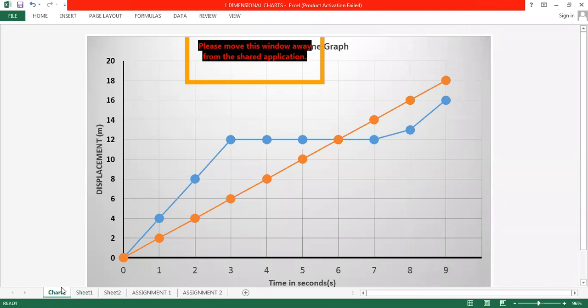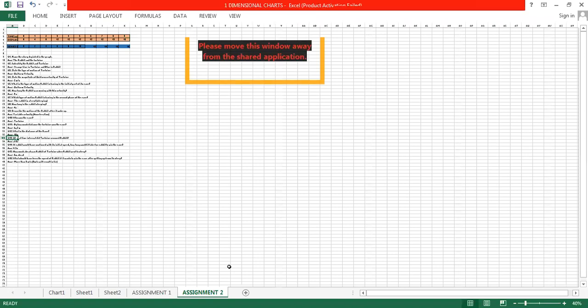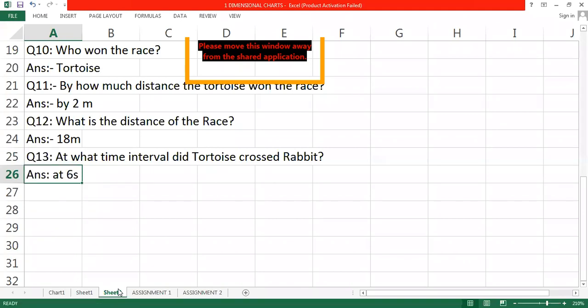At what time interval? Yes, it is at what time interval. So see, this is the point which I am selecting. This is the point where the tortoise has crossed the rabbit. Exactly. And this time, look at the x coordinate, is 6. So what's the answer? You will find it has crossed at 6 seconds, or just a little after the 6th second.